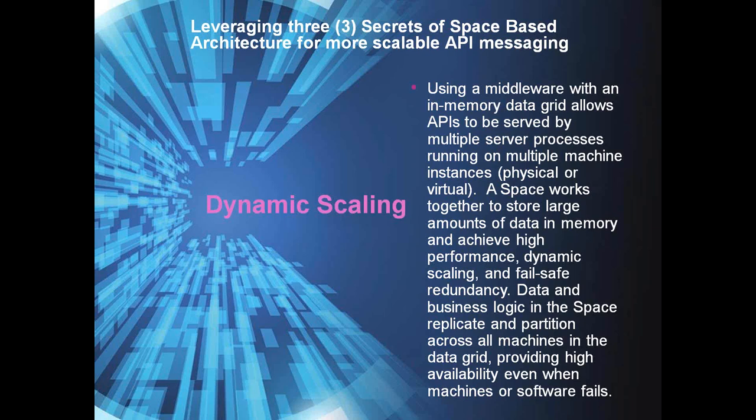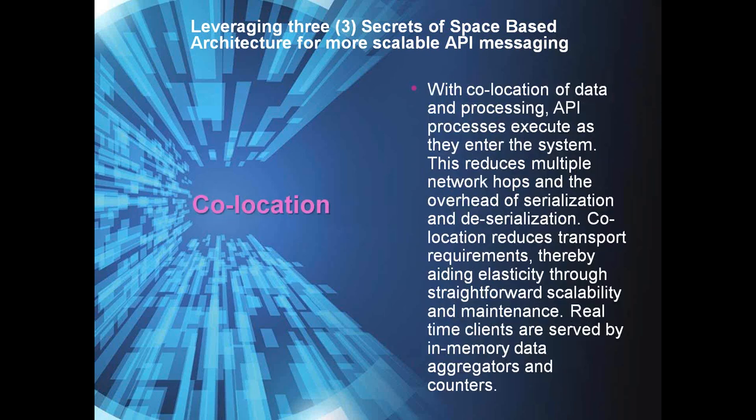So dynamic scaling is one of those secrets, if you will. Co-location of data and processing. So API processes execute as they enter the system. This reduces multiple network hops and the overhead of serialization and deserialization. You avoid a single point of failure.